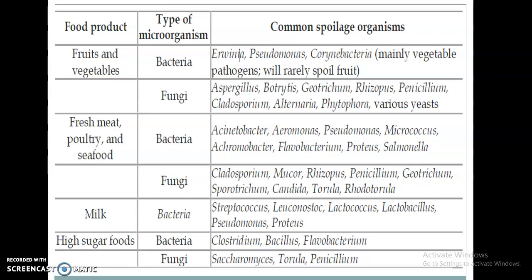Okay, so the first group is the fruits and vegetables. The type of microorganism responsible for the spoilage is bacteria. Examples of that bacteria include Erwinia, Pseudomonas, Corynebacteria, etc. So these are the groups of bacteria which are responsible for spoiling fruits and vegetables.